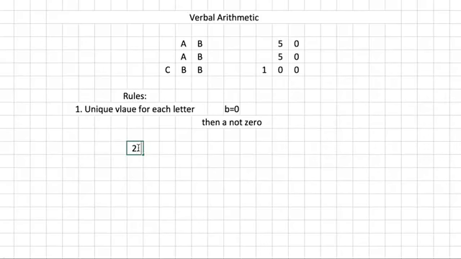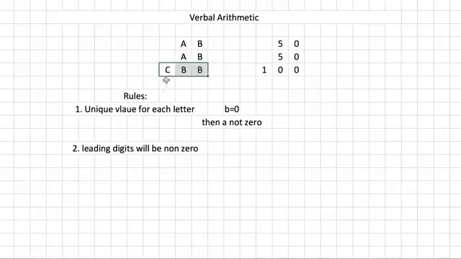And the second rule is the leading digits will be non-zero. So the CBB. So here C is not 0, because if C is 0, then that makes this a two-digit number, right? And which defies the rule of the questions. So all this needs is practice, because it's just like basic maths, right? Addition and subtraction, and that's all the prerequisites are. So let's move on to the example.